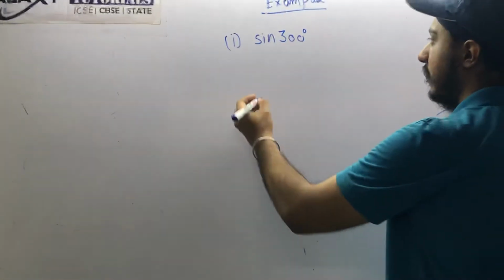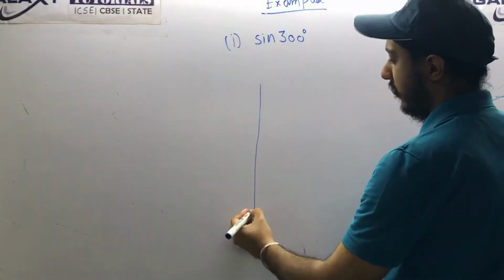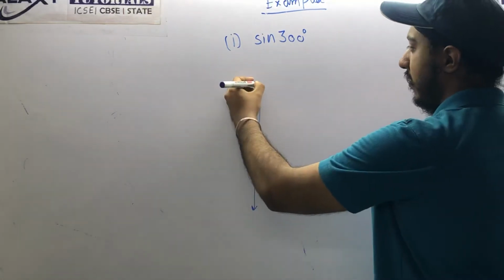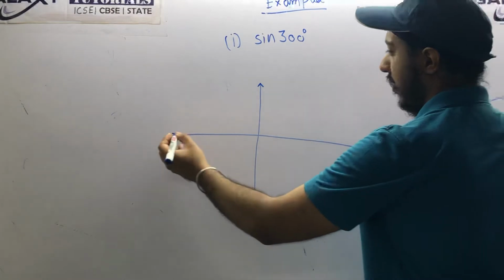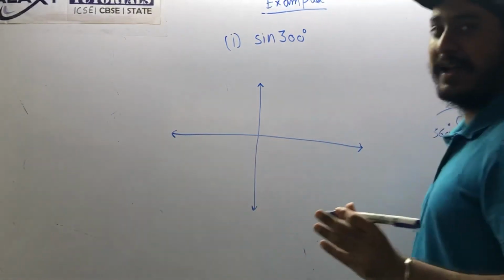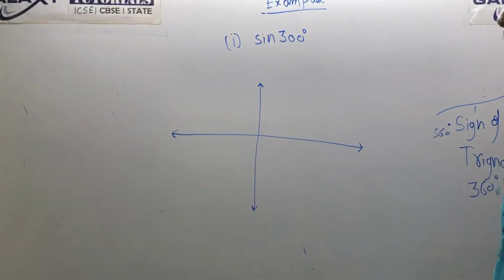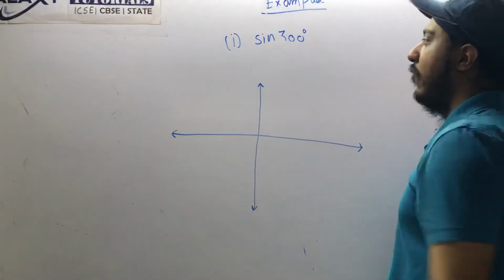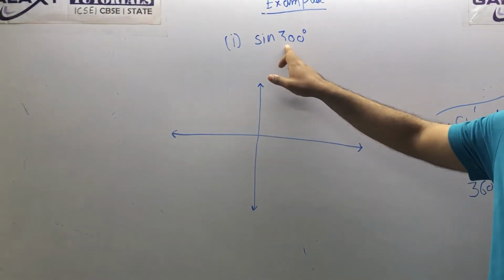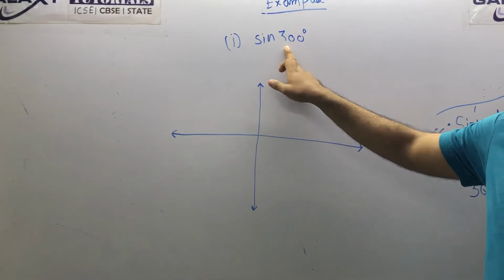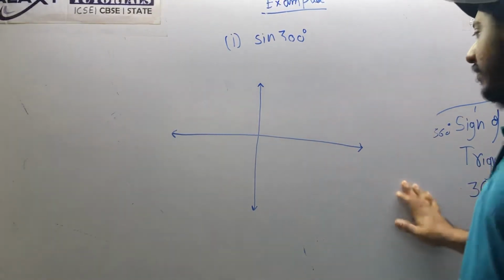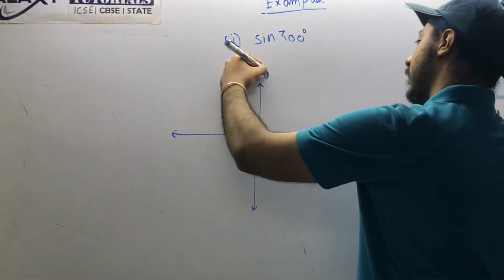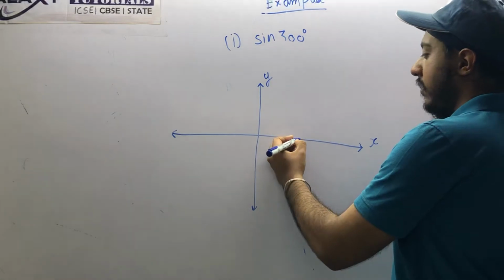To find the sign, either you can do it in your mind, or you can make a simple diagram the way I am showing you. So, sine 300. First of all, you will look at the sign of the angle. Is this angle positive or negative? It is positive. So which direction will you go in? You will go in the anti-clockwise direction, starting from this axis, x, y. So you will go like this.